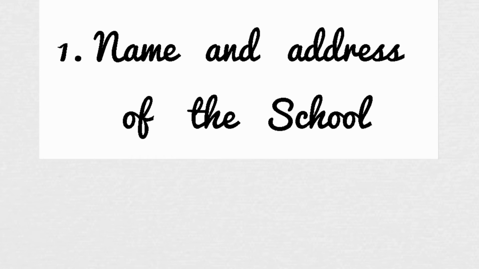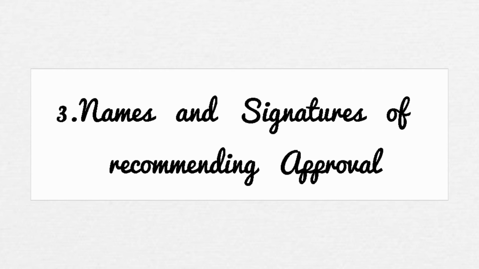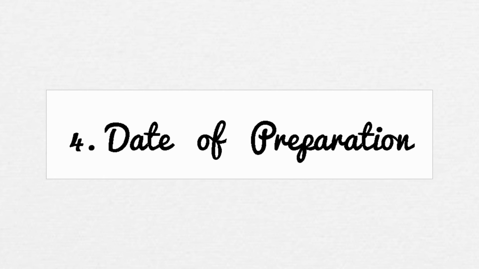First, the name and address of the school. Second, the official who prepared the plan. Third, the names and signatures of those recommending approval. And lastly, the date of preparation.